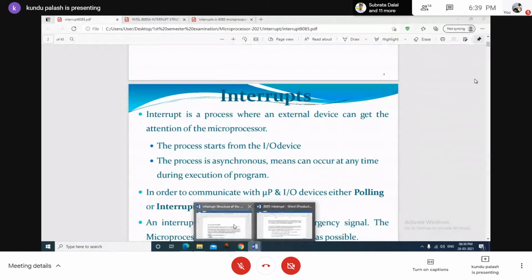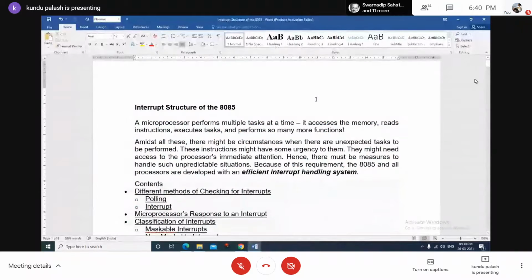In general, a microprocessor performs multiple tasks at a time with the help of a user program or user-defined program. In a top-down manner, the microprocessor executes the programs which are stored in the memory. It accesses the memory, reads instructions, executes tasks, and performs many more functions. Once the microprocessor is executing the program, there is in general no way to interact with or interrupt this process.